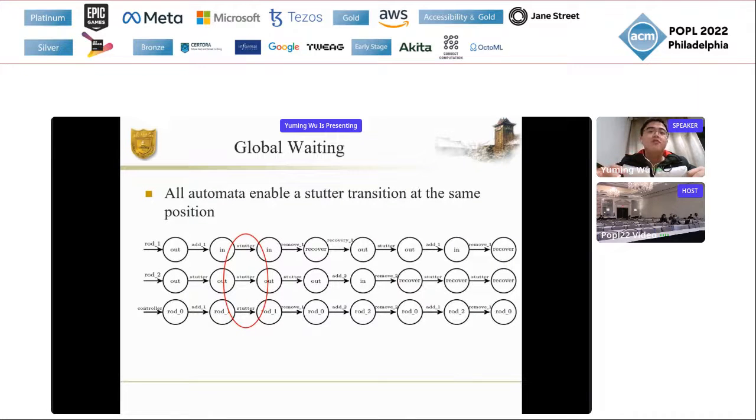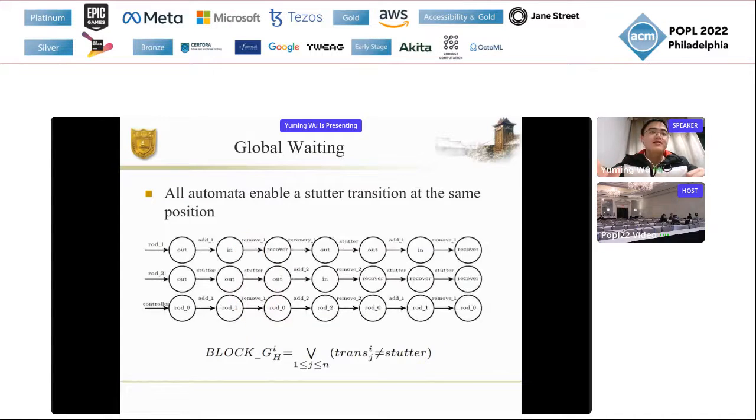The first is global waiting. Stutter transitions could be inserted at any position endlessly to postpone other transitions. If all automata enable a stutter transition at the same position, we call such condition global waiting. To avoid such redundant paths, we set up a new blocking rule. It requires that for any position in a compositional path, all member automata are not allowed to enable the stutter transition simultaneously. To satisfy this rule, the path should delete these stutters like this.